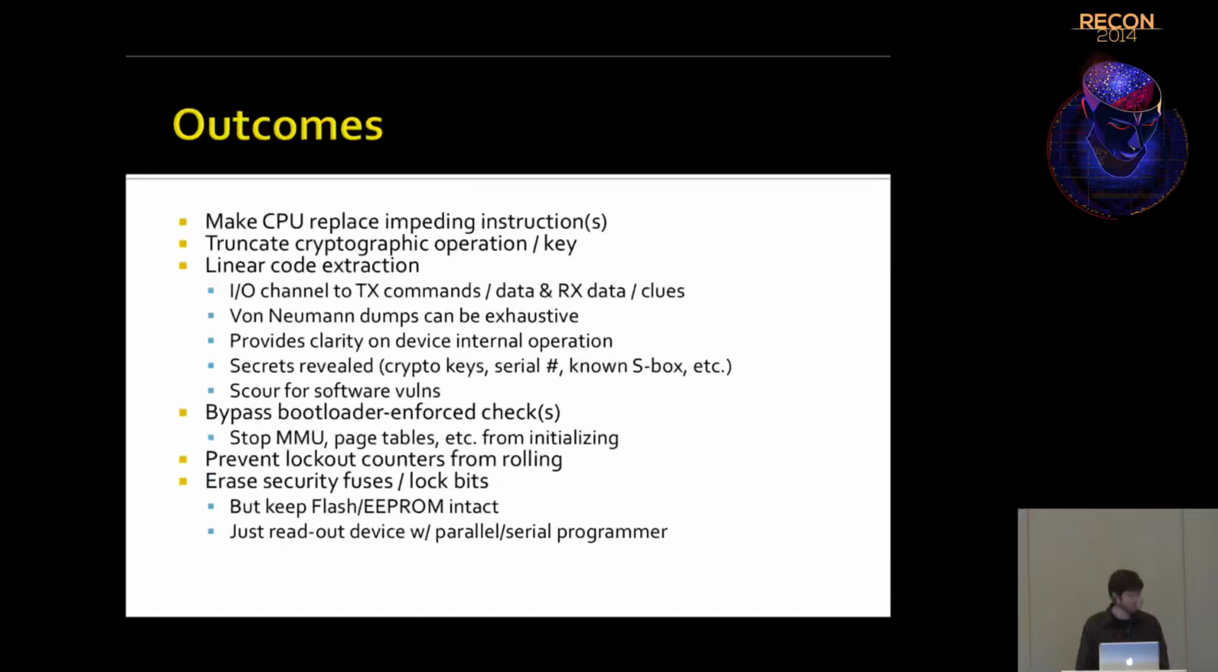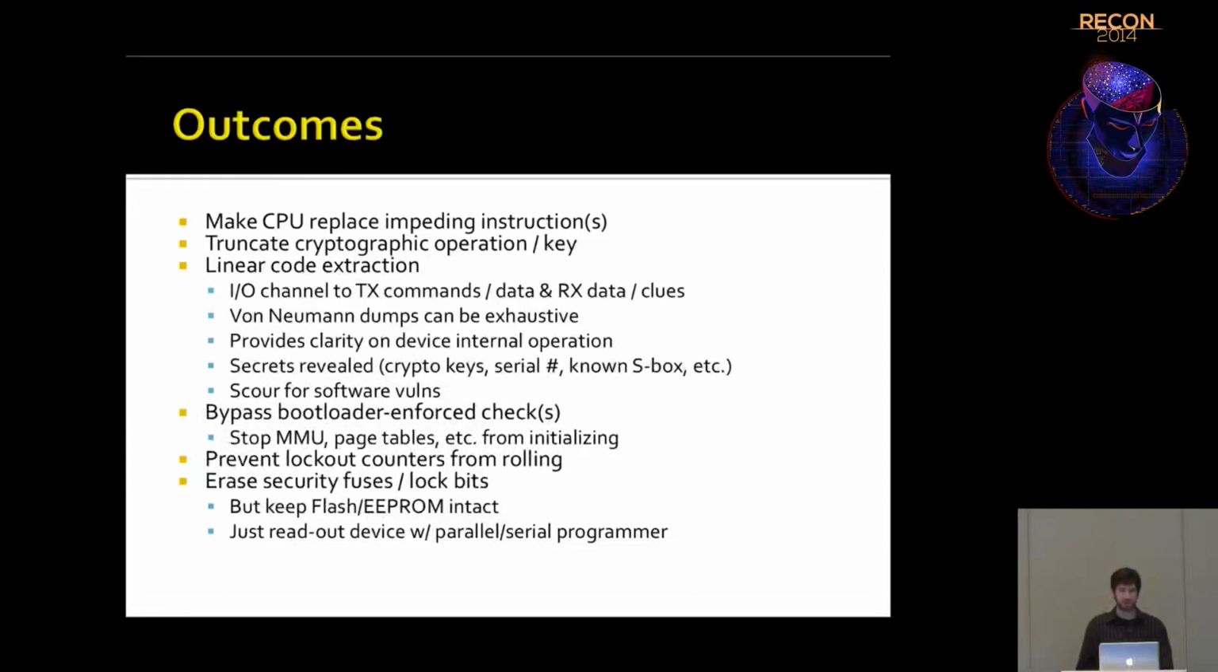Sorry about the wordy slide here, but here are some of the advantageous outcomes that glitching voltage or clock in general can provide. You can make the CPU replace instructions that are impeding your progress. You can truncate cryptographic operations or keys. Sometimes as the key is written to E2 or flash, you can corrupt that operation. So now you've turned a 16-byte key down to 4 or 8, and you can brute force the missing chunks of it.